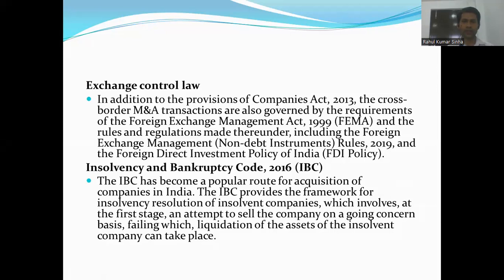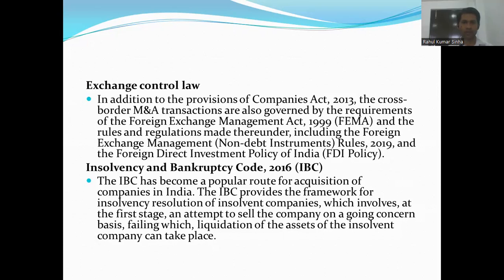So besides the provisions of the Companies Act 2013, there are laws like FEMA, the Foreign Exchange Management Act 1999, and the rules and regulations including the Foreign Exchange Management Rules 2019 and FDI policy. So you see, when you are looking at a cross-border merger or acquisition, the other company is not an Indian one and belongs to another country. So there is a requirement to follow the guidelines, rules, circulars, and laws under FEMA, the Foreign Exchange Management Rules 2019 and FDI policy. These are to be followed.